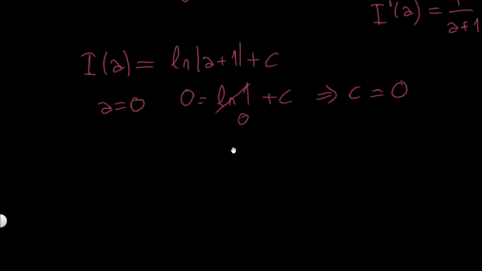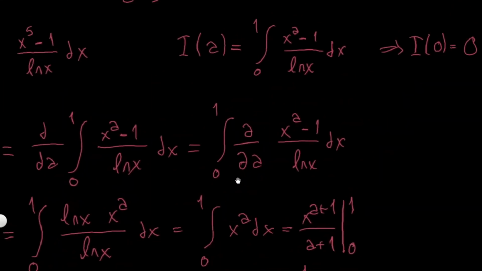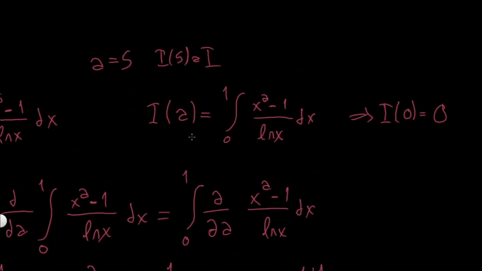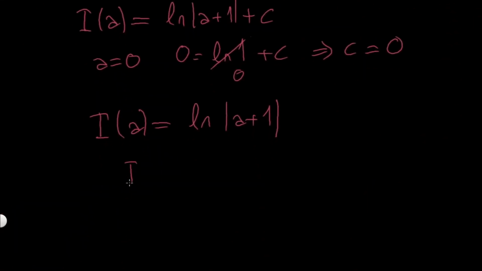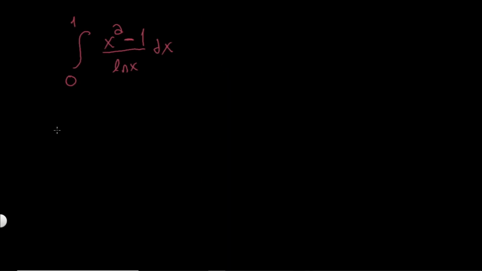Now I'm done. I know that I of a is equal to ln of a plus 1. So I solved this integral for any value of a. Now I can just substitute a equal to 5. So I of 5 is my answer, which is ln of 6. And that's the answer.